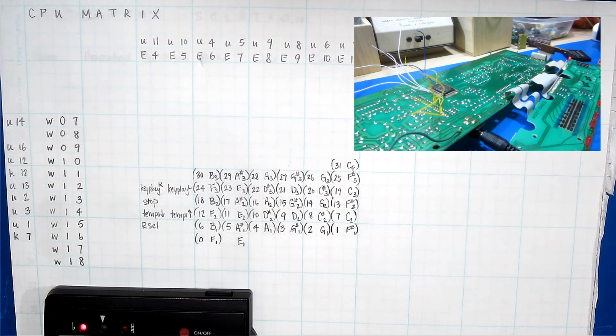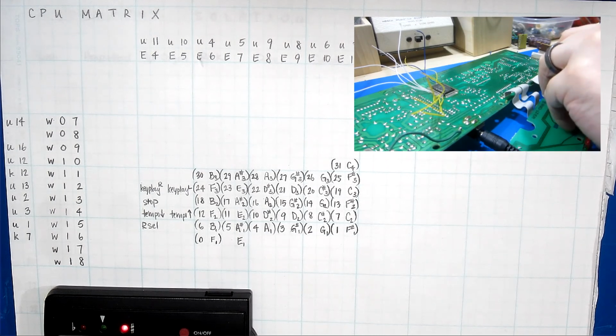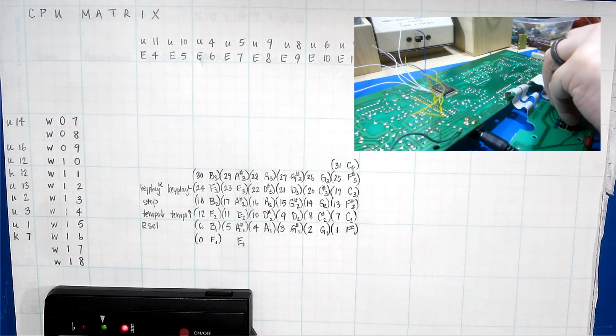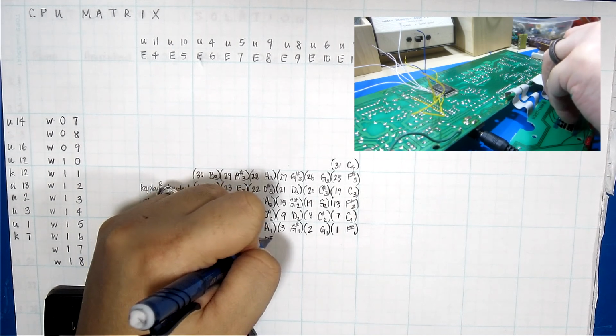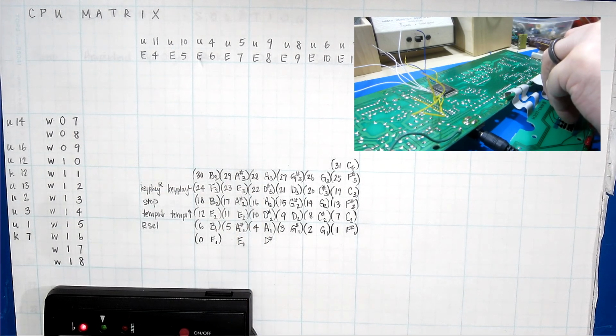Okay, and then still K7 and U8. Okay, there's K7. 2, 3, 4, 5, 6, 7, 8. That's lower yet. Yep, D sharp on that. And then K7 U6. Lower yet.